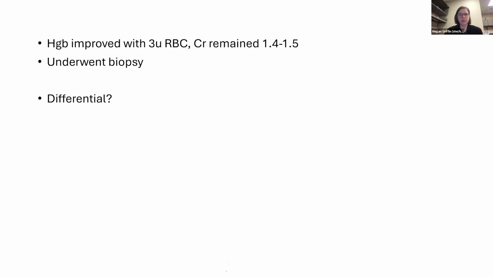So initially, her hemoglobin improved. She got 3 units of packed red blood cells, but her creatinine remained about 1.4 to 1.5. So because of this and the dysmorphic RBCs on her microscopy, she underwent a biopsy. I can share that our differential at this point, because of her report of possible celiac disease and the rash that had improved with the gluten-free diet, we were wondering if this might be an IgA nephropathy associated with celiac. I don't think the ANA had come back quite yet, and so we were very concerned about lupus with her report of rash as well. And so I think those were our 2 leading differentials when she went in for the biopsy.